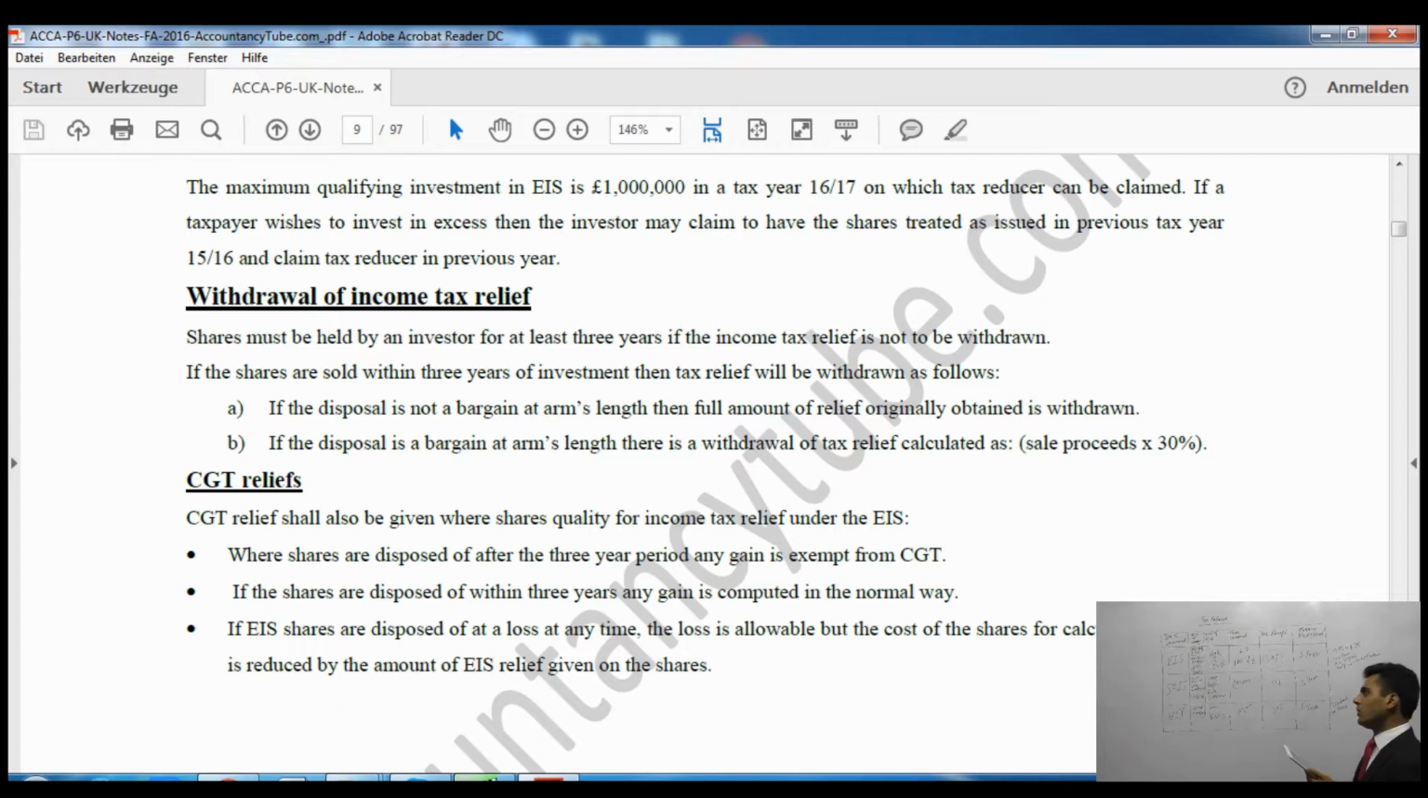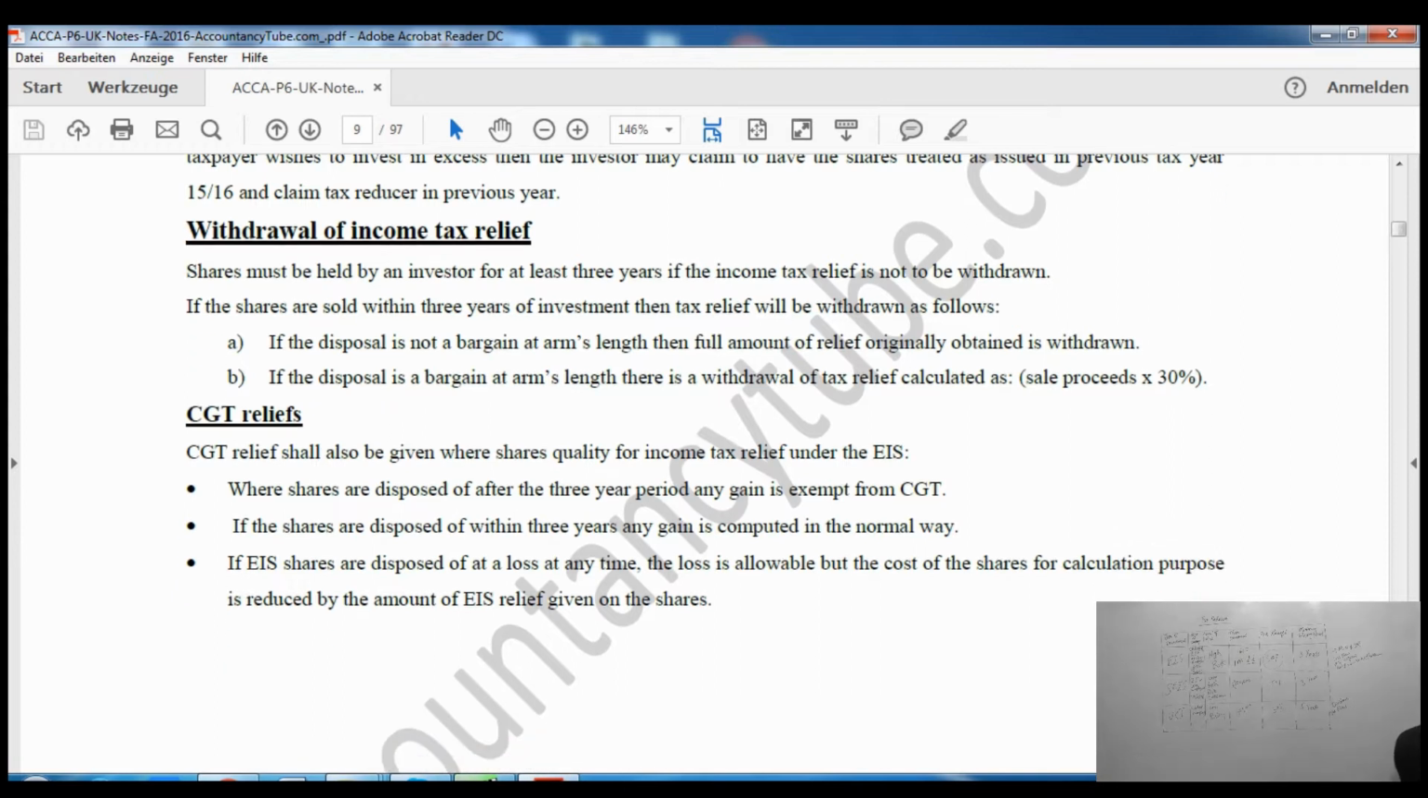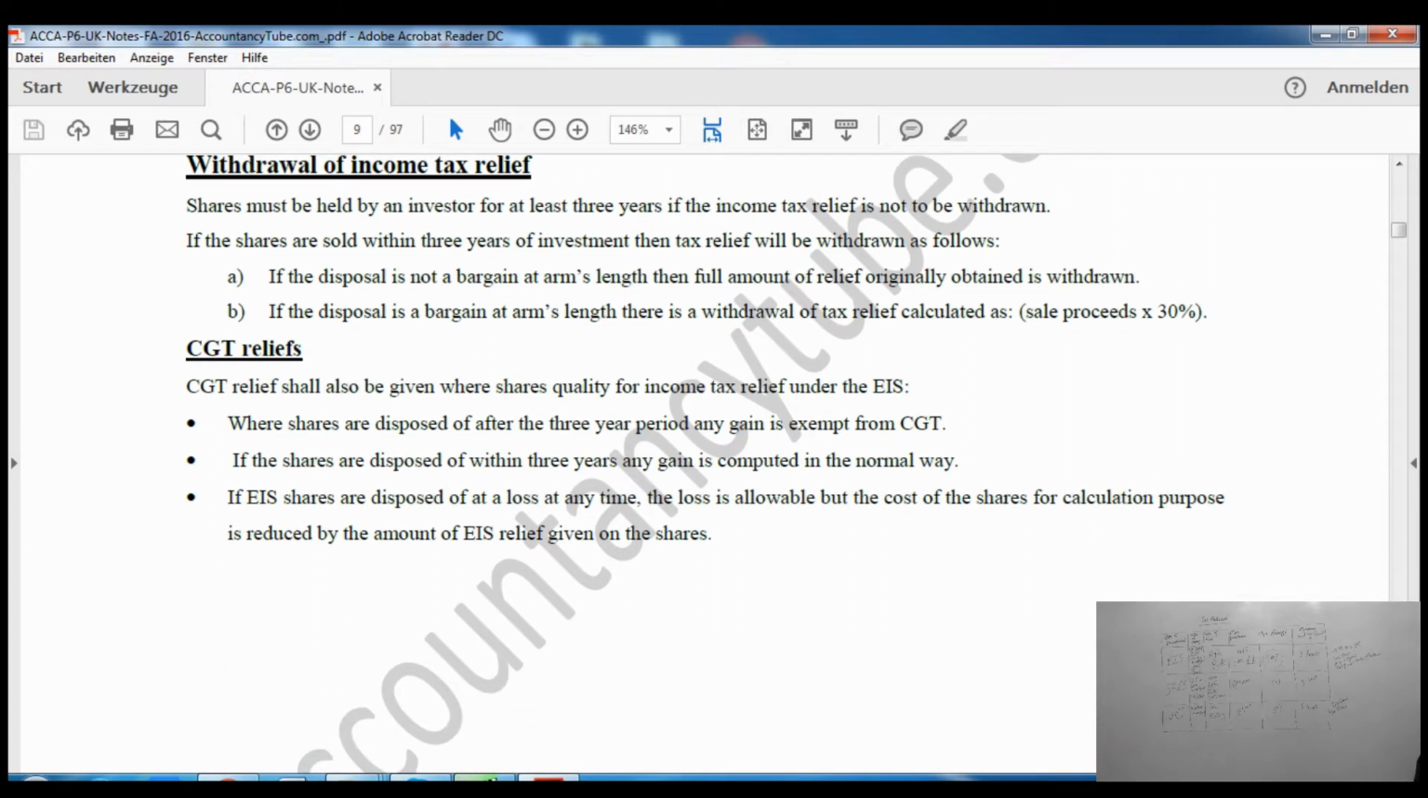Now what happens is that although the maximum investment limit is 1 million in this tax year, which is tax year 16-17, if you invest more than that, that will be treated to be invested in the previous tax year. All right, and the tax reducer will also be given in the previous tax year. Now, if the taxpayer wishes to invest in excess, then the investor may claim to have shares treated as issued in the previous tax year, which is 15-16, and claim the tax reducer in the previous year.